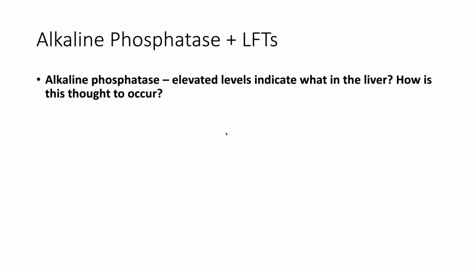So Rosa, alkaline phosphatase. So elevated levels indicate what in the liver? Why is this thought to occur? In the liver, would it be production? No, hydrolipid. Yeah. So, sorry, Saba asked the question. She said, would you also see elevated alkaline phosphatase in prostate cancer mets? I think so, yeah. Because prostate cancer, I believe, is osteoblastic.